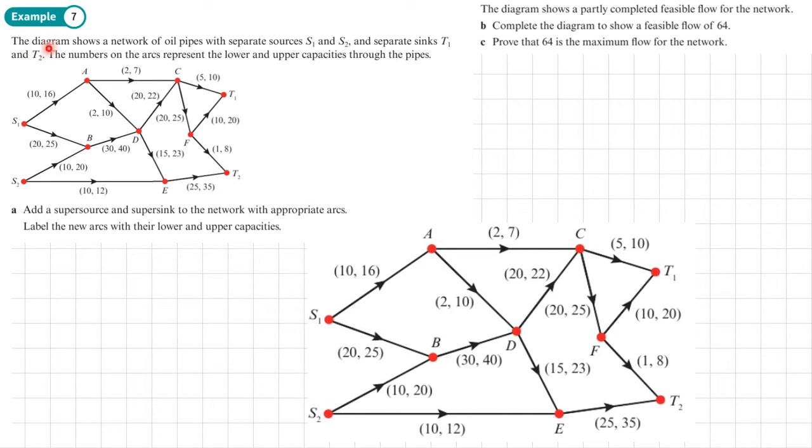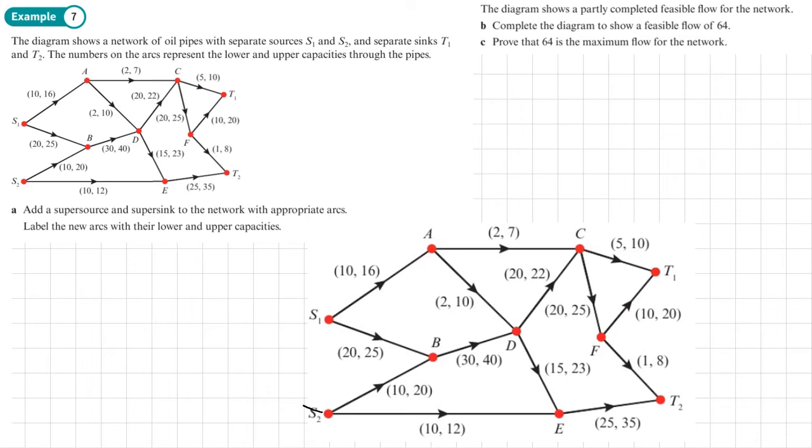Example 7. The diagram shows a network of oil pipes with separate sources S1 and S2, and separate sinks T1 and T2. The numbers on the arcs represent the lower and upper capacities through the pipes. First of all, we need to add a SUPERSOURCE and SUPERSINK to the network with appropriate arcs. Label the new arcs with their lower and upper capacities.